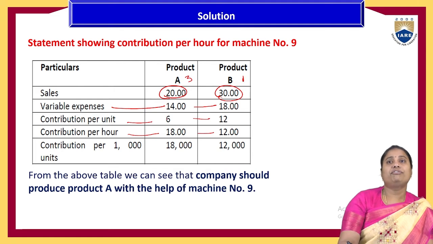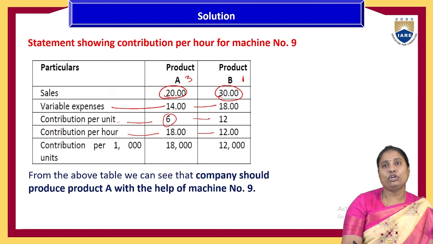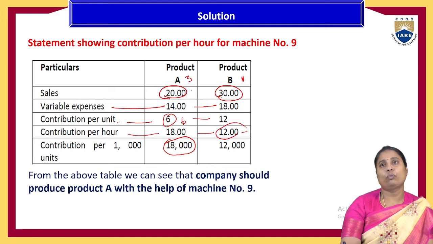So for each unit they are going to contribute 6 rupees, and the 3 articles can be produced, so 6 into 3 is 18 rupees they are going to contribute towards the sales. Whereas per hour the contribution for B is 12 rupees because they are going to produce only 1 article.